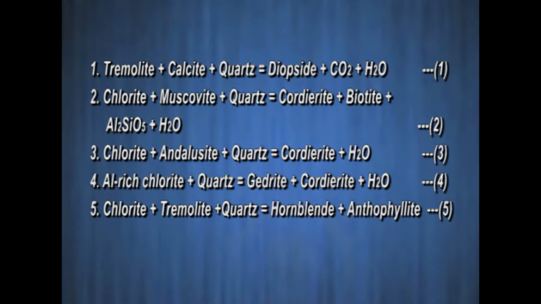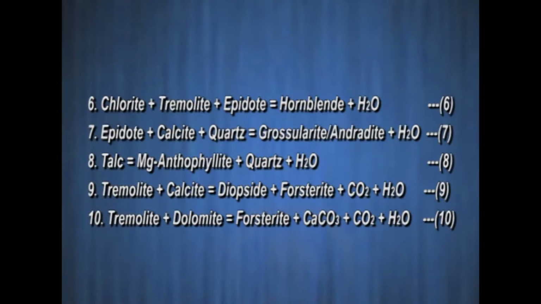Reaction 5: chlorite plus tremolite plus quartz give rise to hornblende plus anthophyllite. Reaction 6: chlorite plus tremolite plus epidote give rise to hornblende plus water. Reaction 7: epidote plus calcite plus quartz give rise to grossularite plus andradite plus water.